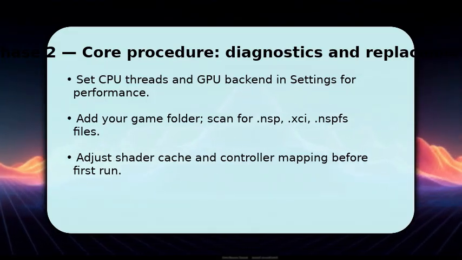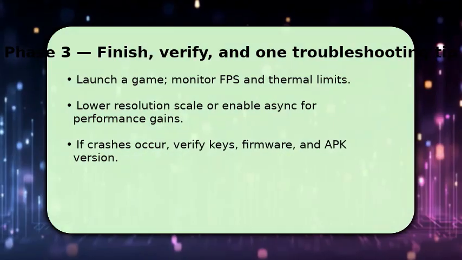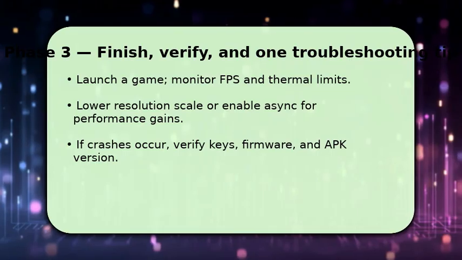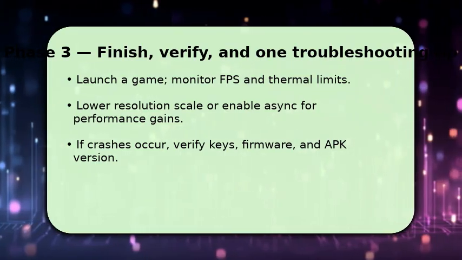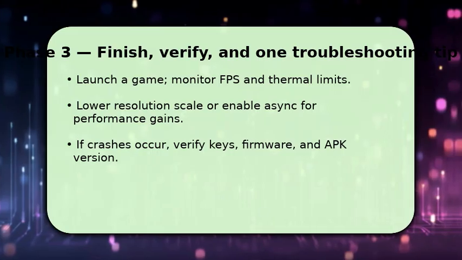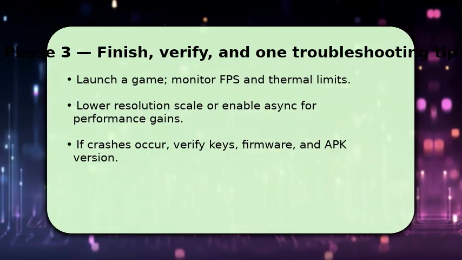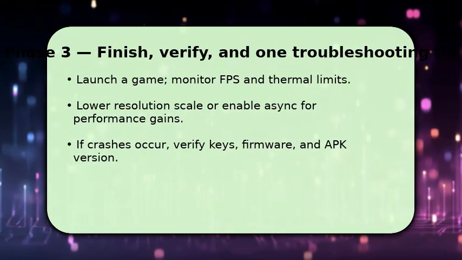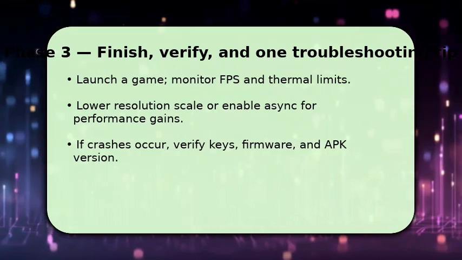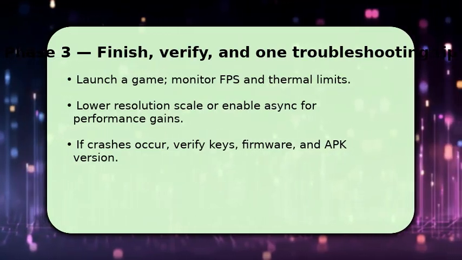You can now run a game, watch FPS and device temperature to avoid throttling. If performance is low, lower the internal resolution, enable asynchronous shader compilation, or switch backends. Each change affects frame pacing differently. Make sure to let shader caches build during several short sessions to smooth performance.